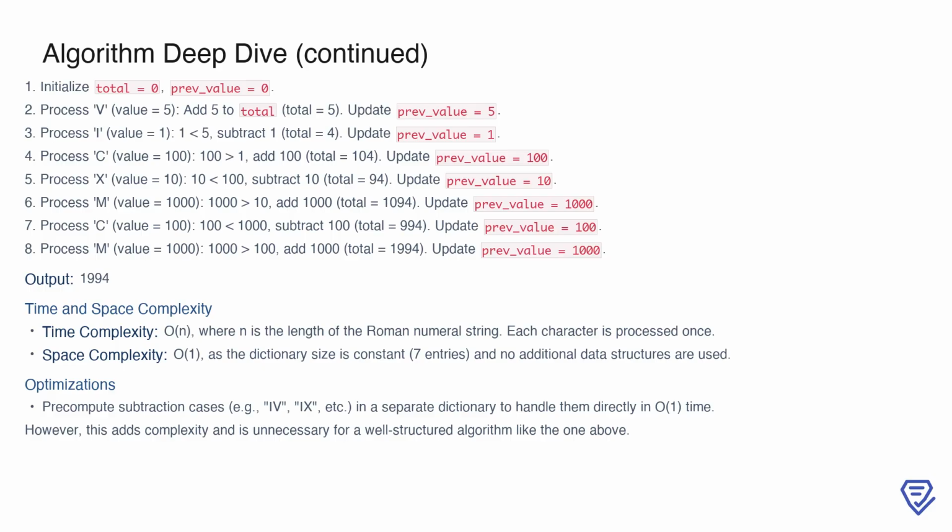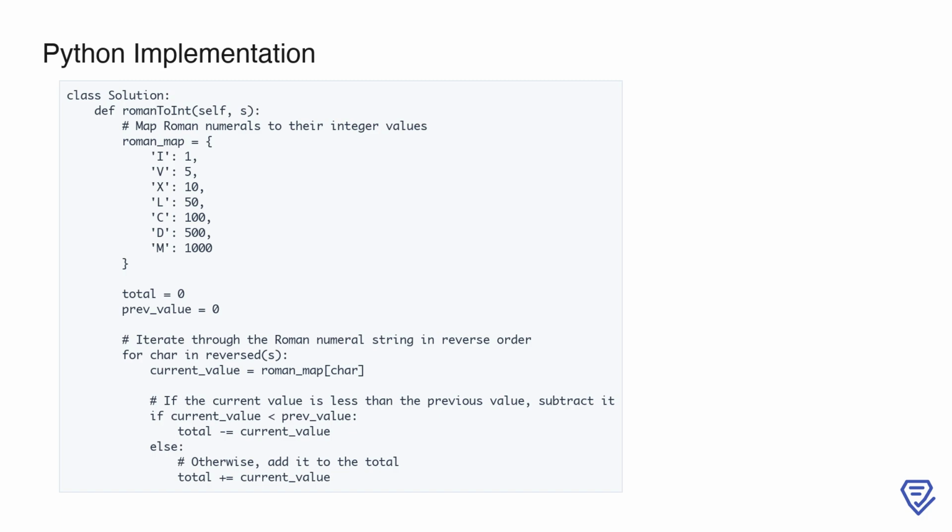this clean, efficient implementation. Here, we define a Python class called Solution and implement the method roman2int, which converts a Roman numeral string into its integer equivalent. To start, we create a dictionary called roman_map that maps each Roman numeral character to its corresponding integer value, such as I to 1, V to 5, and so on. We then initialize two variables, total, which will store the final result, and prev_value, which helps us keep track of the last processed numeral's value as we iterate.